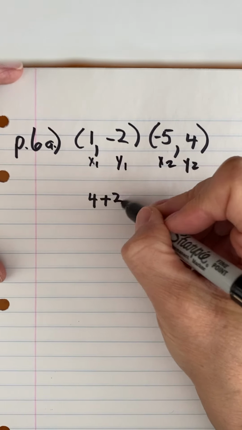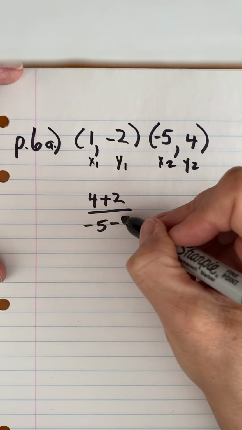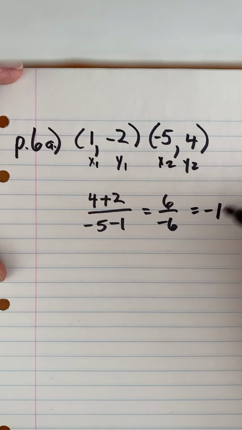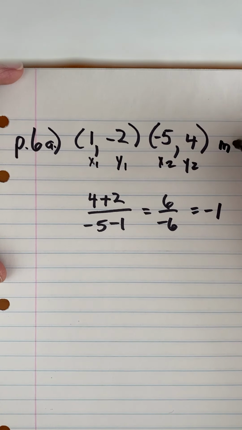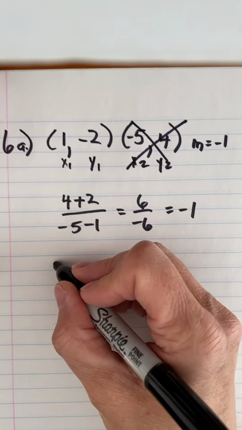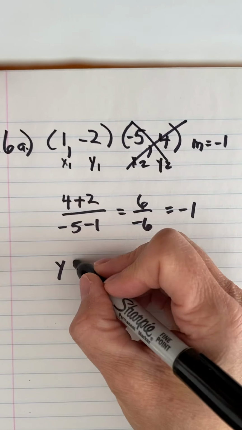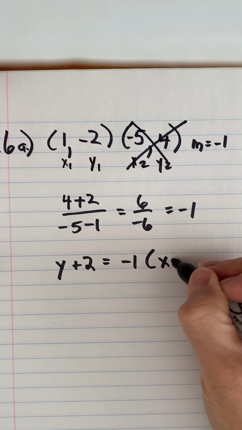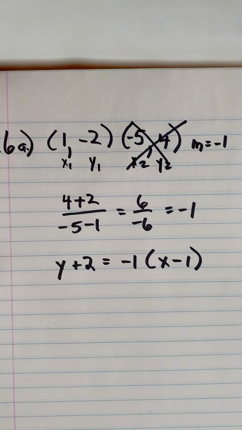4 minus -2 over -5 minus 1 becomes 6 over -6, which is -1. So now I have a slope of -1. So I have 2 points and a slope. I only want 1 point and a slope, so I cross one out. Then I say y minus -2, which is y plus 2, equals -1 times x minus 1. That's my point slope form, but they want slope intercept form.